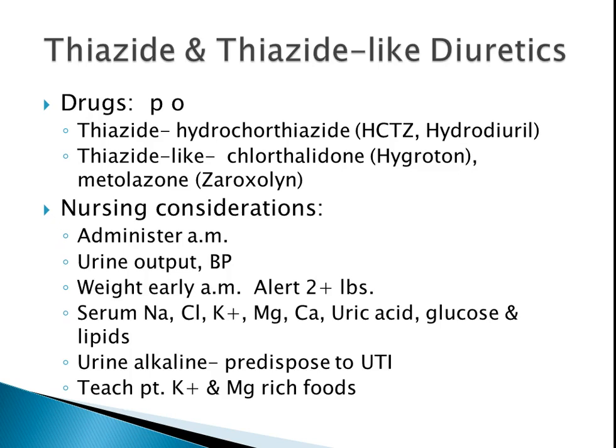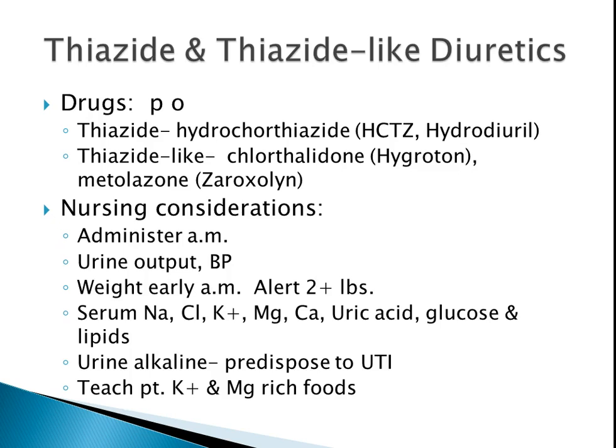Now, thiazide diuretics tend to make your urine more alkaline. And the problem with the urine being more alkaline instead of acidic is that it predisposes you to UTIs. Okay? Acidic urine keeps the bacteria and other organisms from growing in your urine. Teach your patient to eat foods high in potassium and magnesium because they're going to lose potassium and magnesium through the urine. So what might some of those foods be?